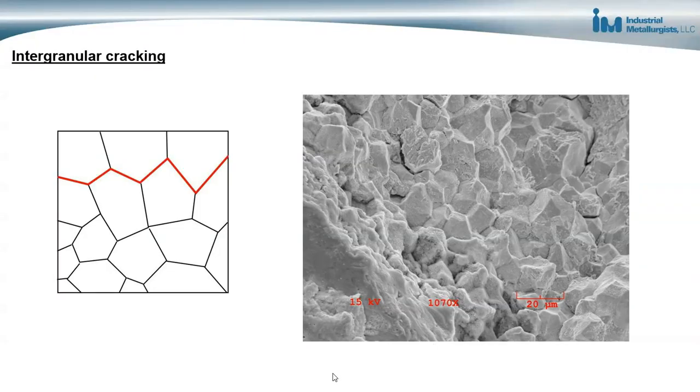The cracking mechanism with hydrogen embrittlement is called intergranular cracking, and this is when the cracks form and grow along the grain boundaries. This is able to happen because the grain boundaries are weakened by the presence of the hydrogen at the grain boundaries. The image on the right is a scanning electron microscope image of the fracture surface of a metal that failed due to hydrogen embrittlement, and we can see the individual grains very clearly here.